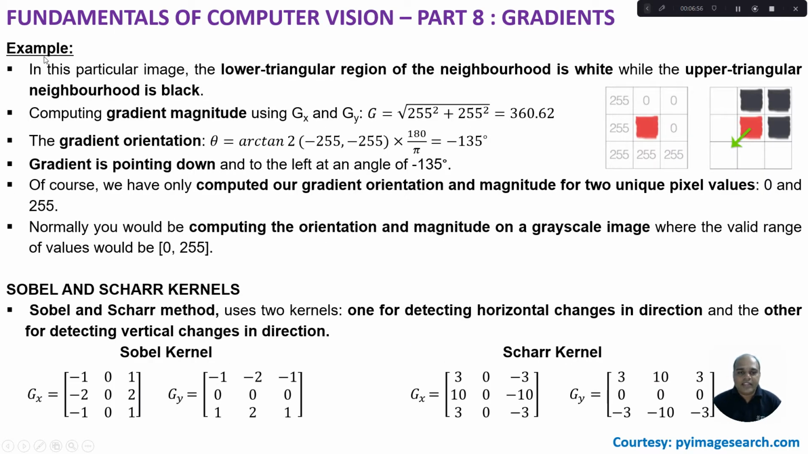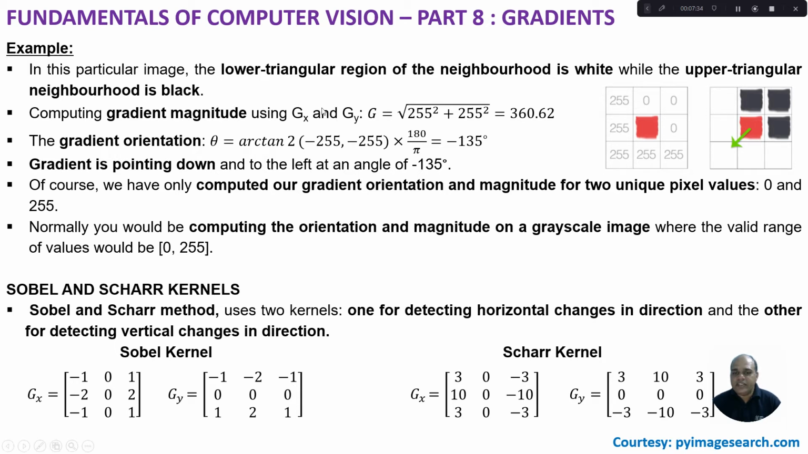So let us take an example and let us work it out. Let us take a region in an image where I have a center pixel. On the lower left and bottom, we have white pixels. On the top right side of your neighborhood, we have zero, black pixels. So now let us try to compute the gradient along x direction, gradient along y direction, then use these values to find the total gradient magnitude, and also the gradient orientation.